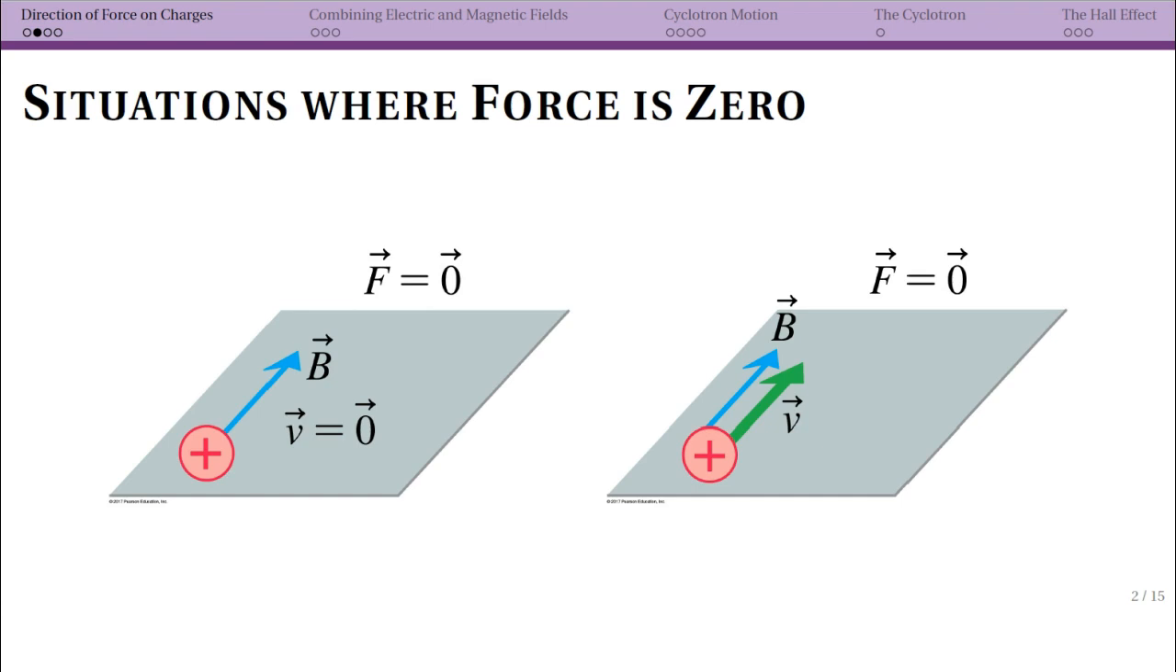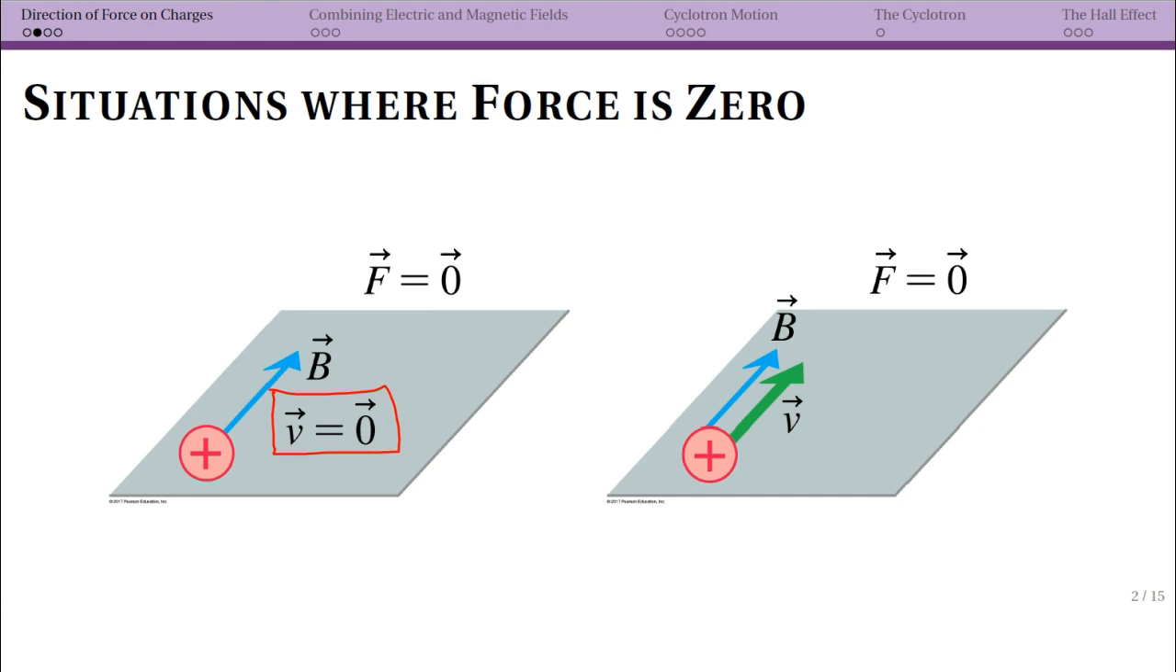So the first situation is that the velocity is zero. So if you have a charged particle that is sitting still in a magnetic field, it doesn't experience a force due to the magnetic field. So this is pretty important. The only time that you have forces on charged particles due to magnetic fields is if they are moving. So we're usually going to not say that explicitly. I'll just say like, oh, what's the force on this charged particle? But it always must be a moving charged particle.